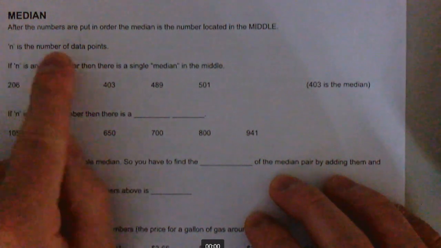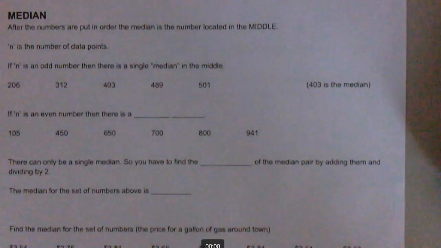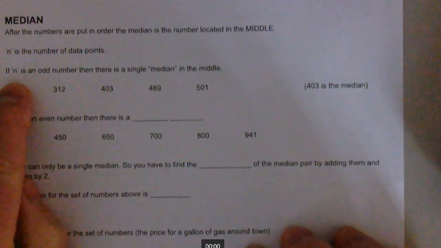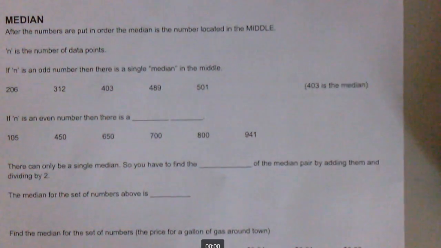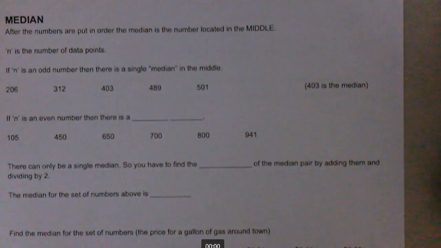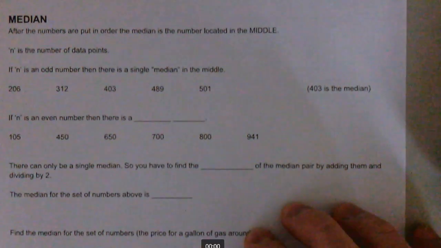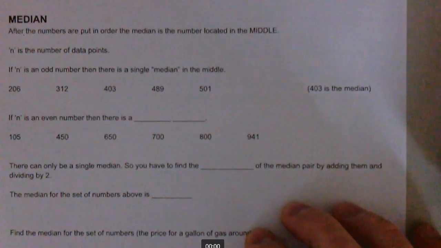We will call n the number of data points. Because if n is odd, like there's an odd number of numbers, there's only going to be just a median right in the middle. It's one of our data points. There's always just a single median. There's one number, but how we find it is different.